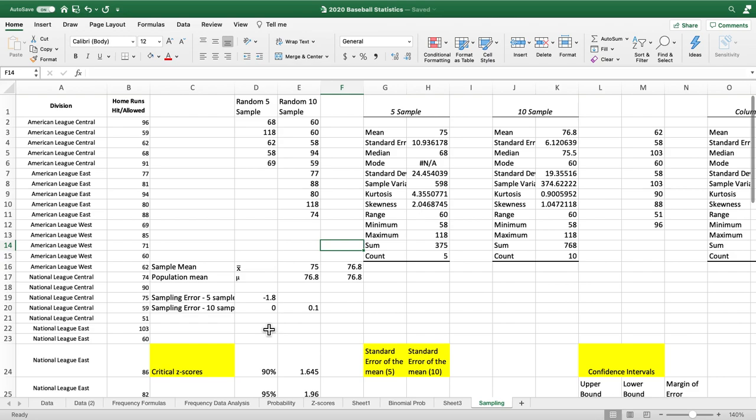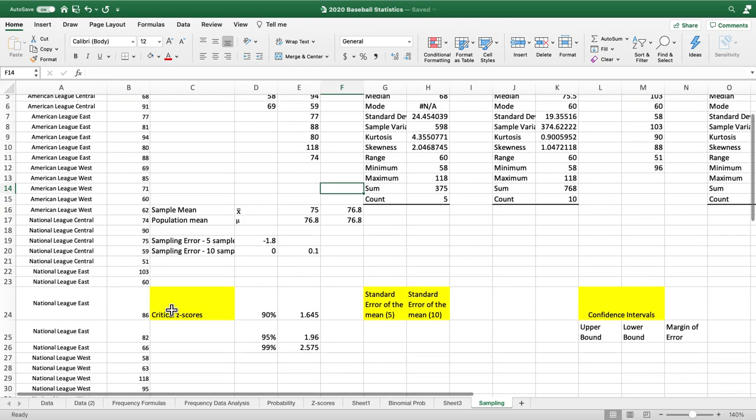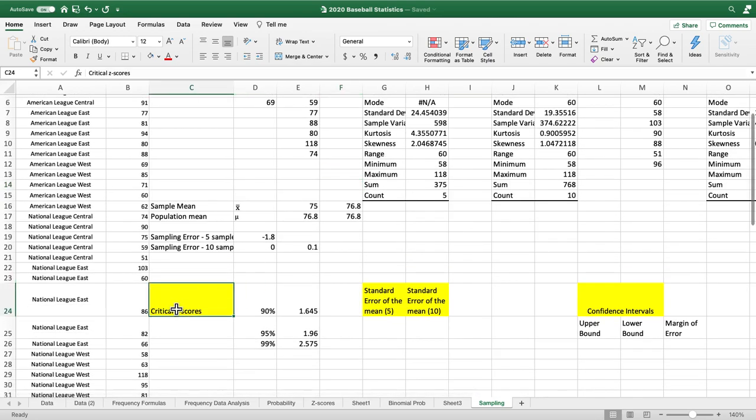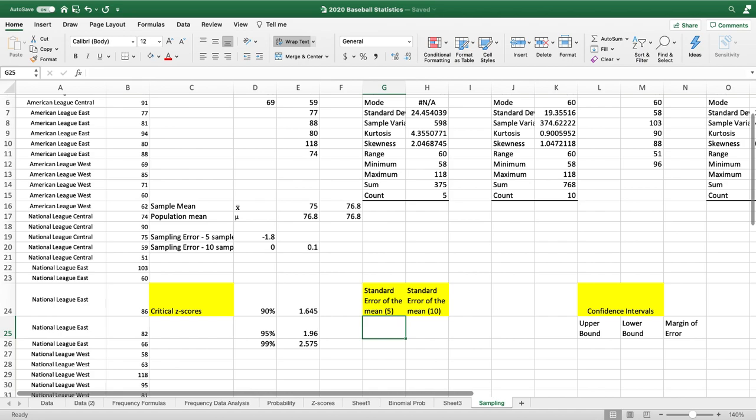Before we can do this, we need to look at what are called critical z-scores. We're going to need these depending on what confidence interval you want. If you want a 90% confidence interval, you're going to use the z-score 1.645, for 95% 1.96, and for 99% 2.575. Now that you've got those, the first thing we need to do is calculate the standard error of the mean.